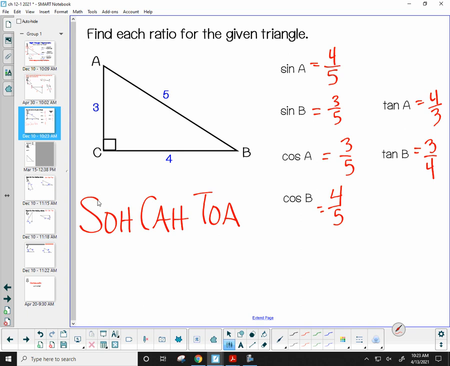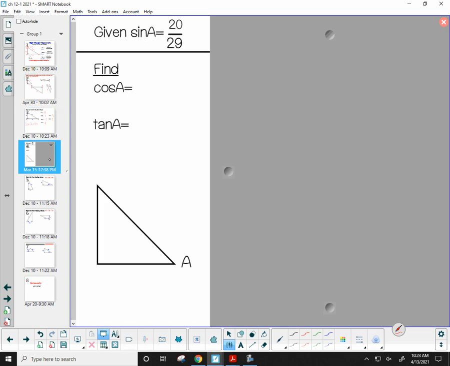All right, so the next three problems, there are 3 problems on this next slide here. We're just going to look at one vertical column at a time. So I kind of blocked off mine. This has come up in the air test a couple of times. They're giving us that the sine of A is equal to 20 over 29. They want us to find the cosine of A and the tangent of A.